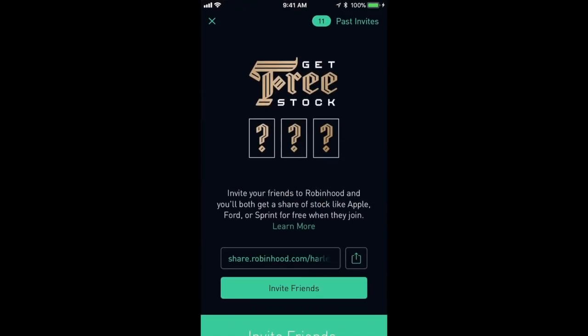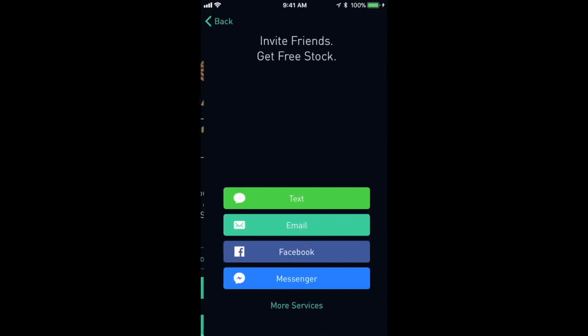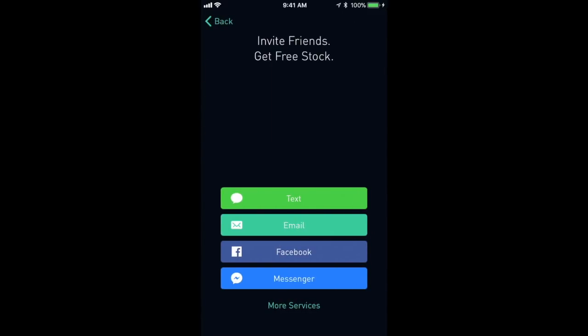So you can click on that free stocks bar, and what that's going to pull up is basically your shareable link in order for you and whoever you share it with to receive a free stock, right? There are a couple of options there. You can do it straight through your contacts, you can send them a text message, or you can do it through email, Facebook, and Messenger.